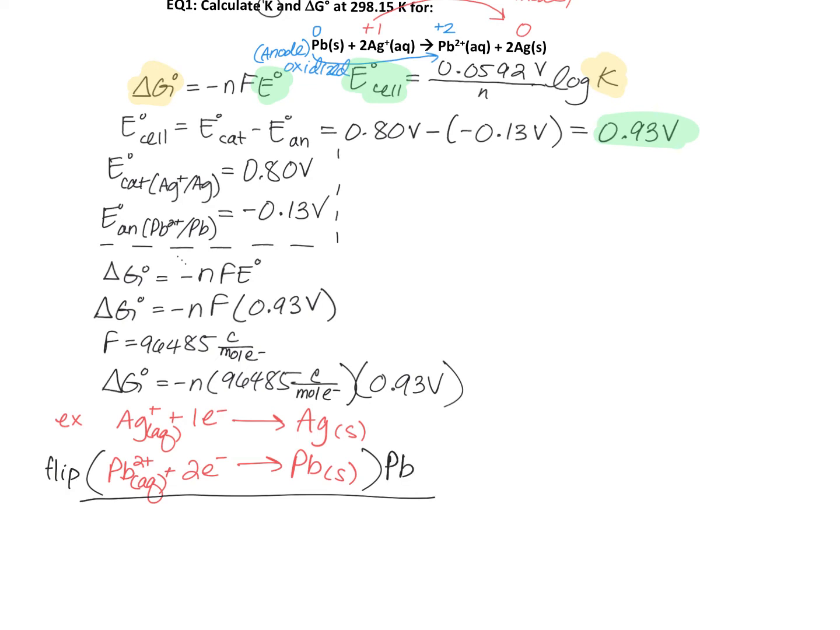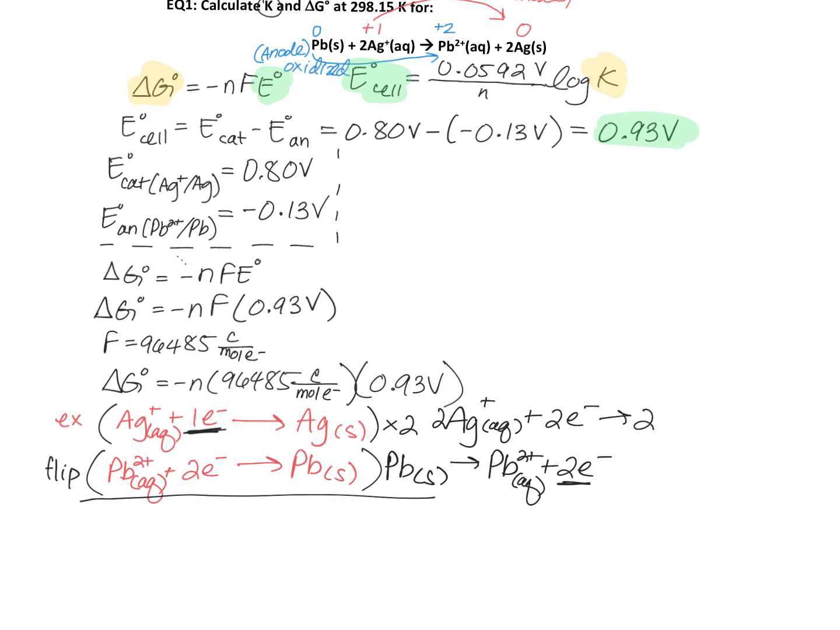You end up with lead solid, gives you lead 2+ plus 2 electrons. And for this one, you would need to multiply it by 2 because you need the same number of electrons on each side. So that does not affect your standard electrode potentials. If you flip or multiply it, you're still going to end up with the same electrode potentials. Plus 2 electrons gives you 2 Ag solid.